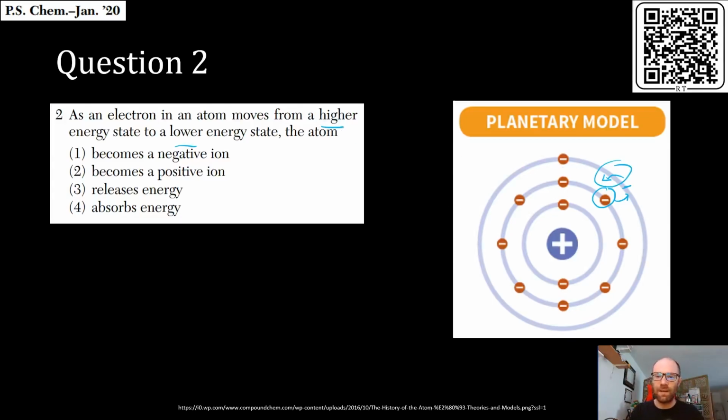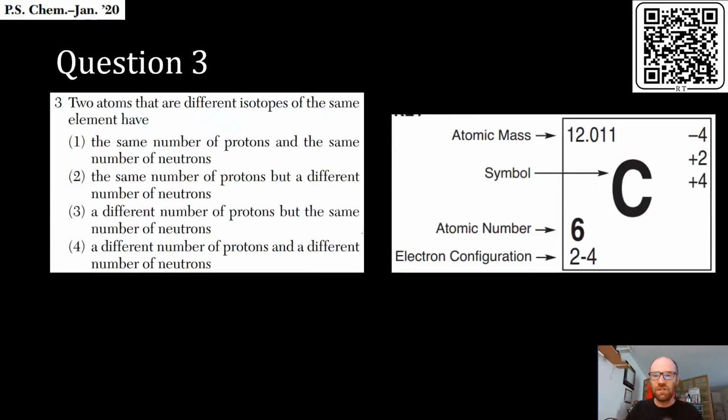As you move closer to the nucleus, we've got positives and negatives attracting each other. As you bring them closer together, that's more stable. You are going to a lower energy state. This is a release of energy. We're not going to be gaining or losing electrons, so you can knock out the ion right away, but we're looking at releasing energy.